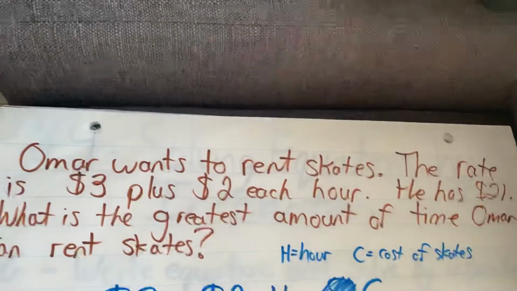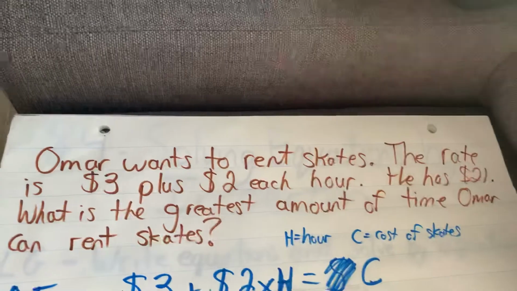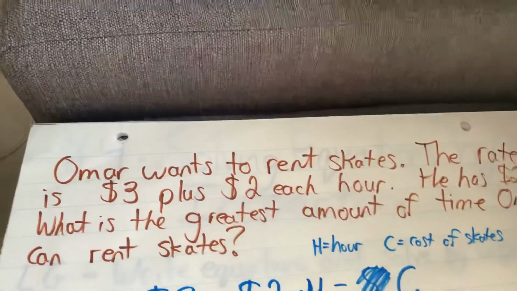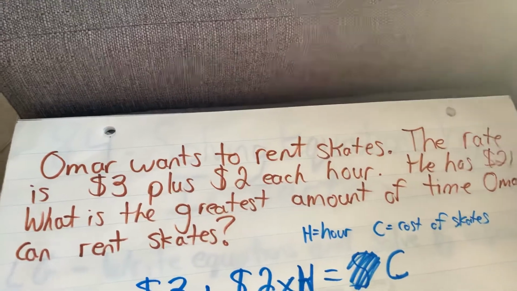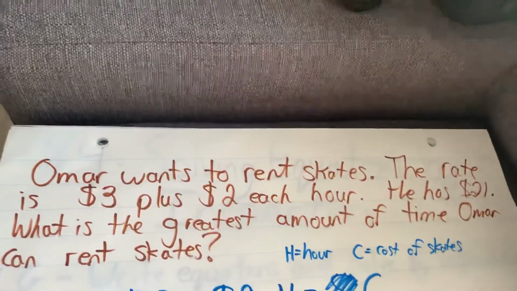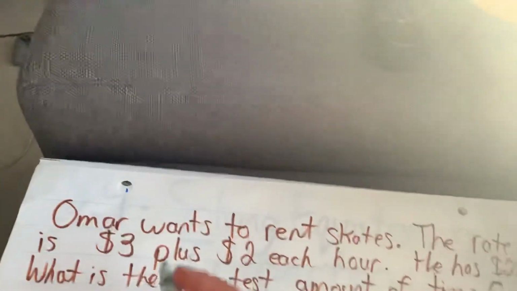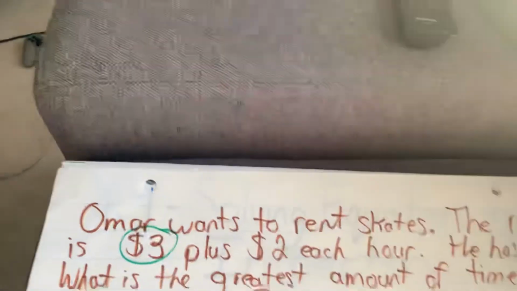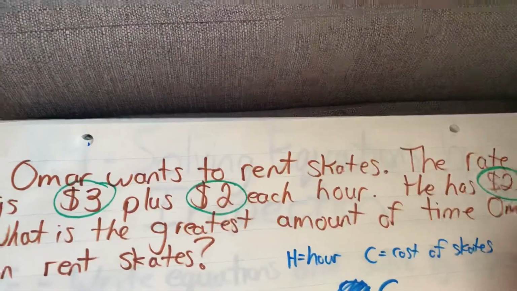All right? So we've got, let's see here. Omar wants to rent skates. The rate is $3 plus $2 each hour. He has $21. What is the greatest amount of time Omar can rent skates? So because it's a word problem, first thing I'm going to do is circle all the numbers. So I know at some point I got to use a 3, and I got to use a 2, and I got to use a 21.